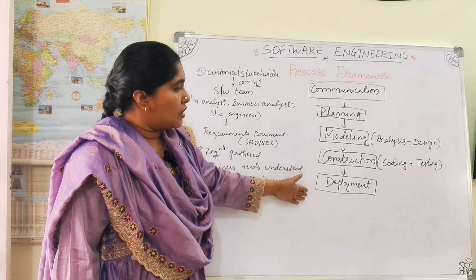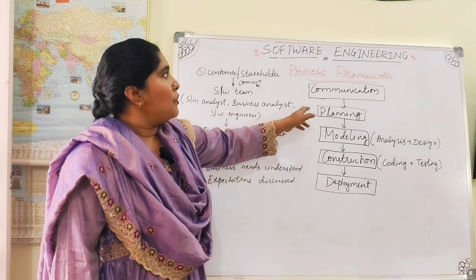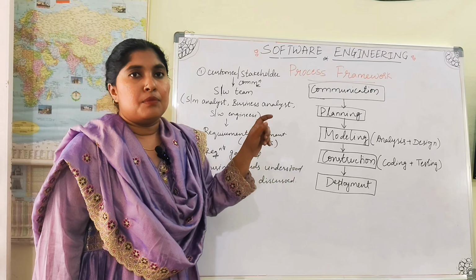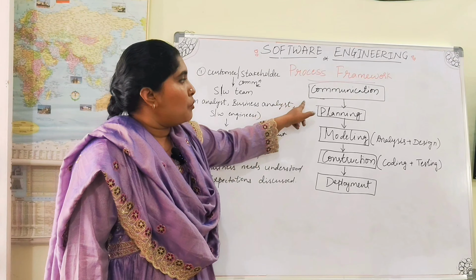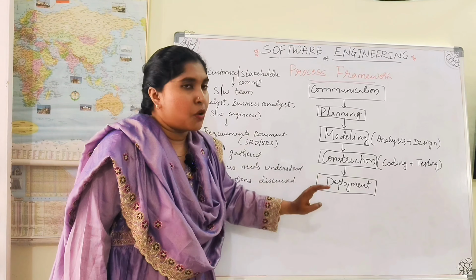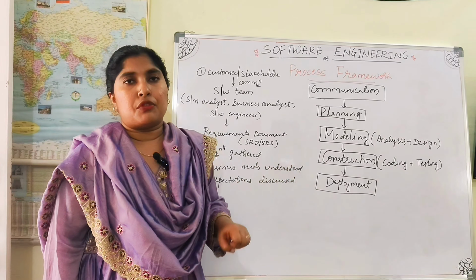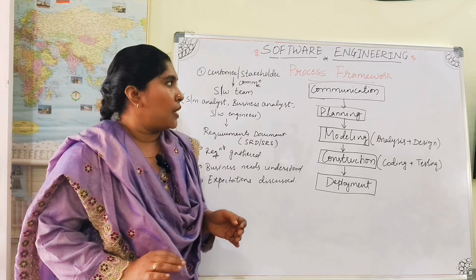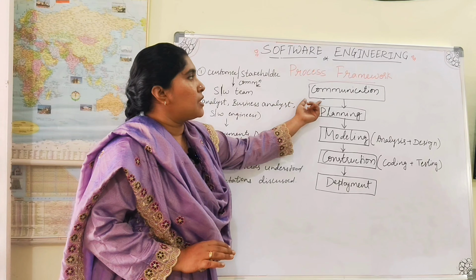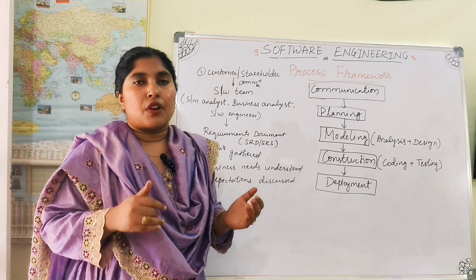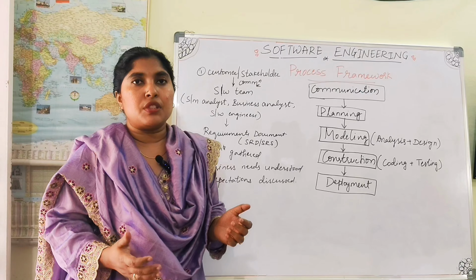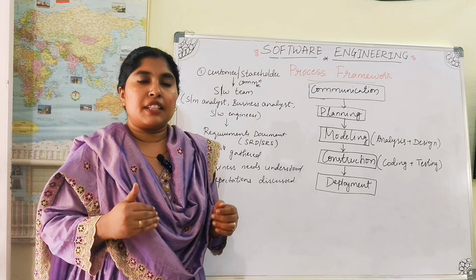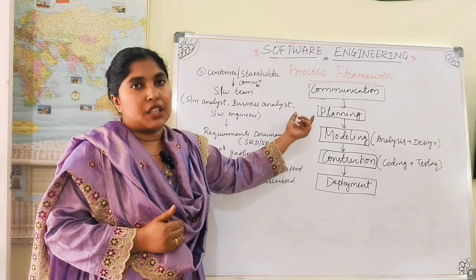So these activities, which I have written on the board, we have discussed in our previous video, in layered technology, in the process layer. Communication, planning, modeling, construction and deployment: these steps need to be followed irrespective of the size of the project and complexity of the software. First we will start with communication. For the software development process, you can say requirement analysis. Requirements get analyzed through communication.